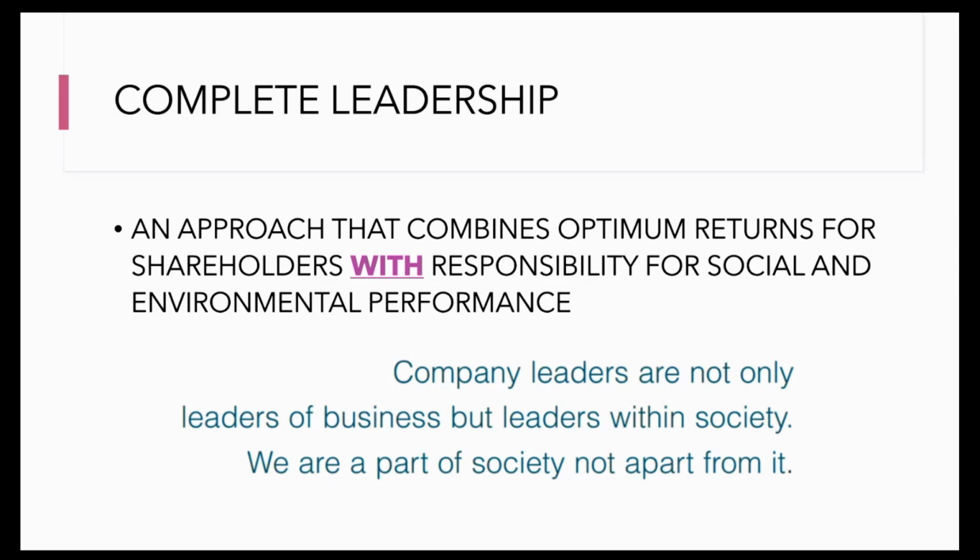Why is that important? Now, that's another quotation from a CEO of an organization who says, company leaders are not leaders of businesses, but leaders within society. Where are those people coming from? You all are going to work in an organization, most of you, or some of you might start your own organization, but most of us will go to work in an organization in the future. Who supplies those people to the organization? It's society.